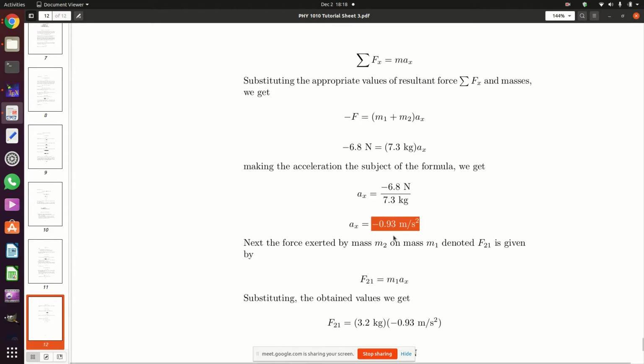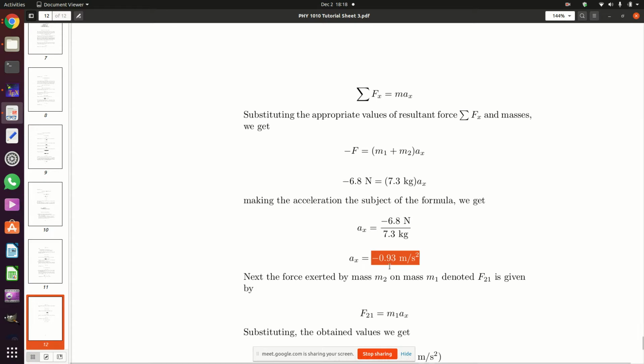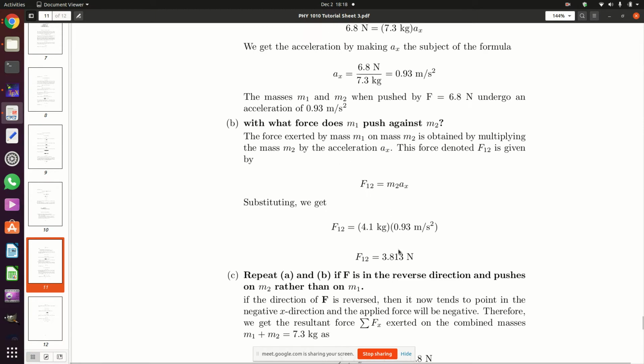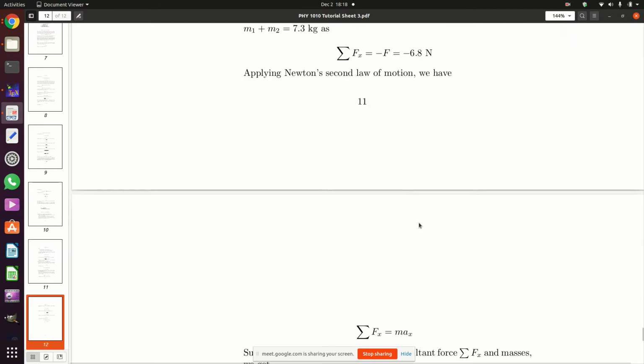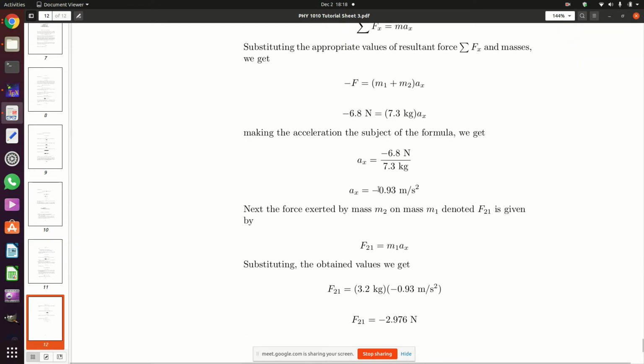As you can see, the size of the acceleration, 0.93 meters per second squared, is the same in A and in C. The magnitude of the acceleration is the same. The only difference is the negative sign, since acceleration is a vector. So in this case, the body accelerates in the negative direction.